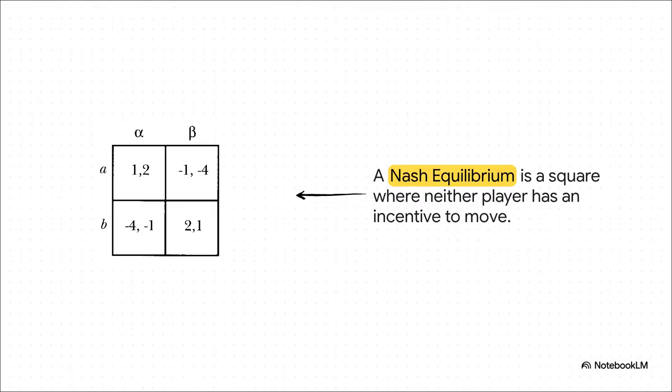Okay, theory is great, but let's make this real. The most famous example is the prisoner's dilemma. Imagine you and your partner in crime get caught. The police put you in separate rooms and you can't talk to each other. Here's the deal they offer you. You can either stay quiet or you can betray your partner.